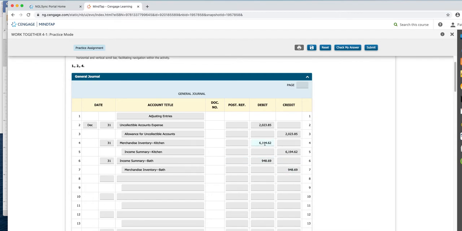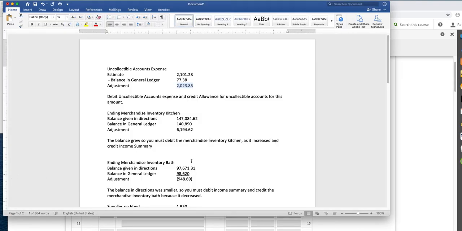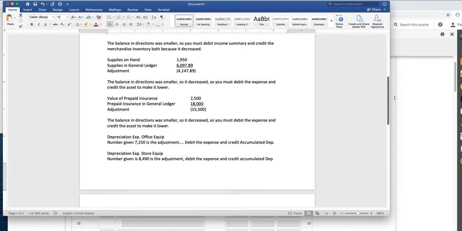It's just, by the end of the year, we had $6,194.62 worth of more inventory than we started with. And at the end with Bath, we had $948.69 less. That's all it is. We can kind of get this Word document ready for the next one.